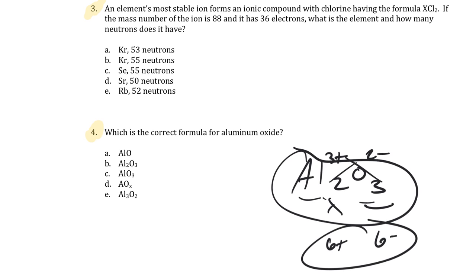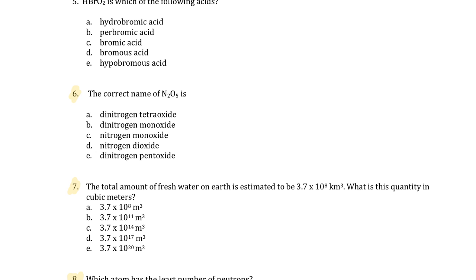And the only difference, though, might be the transition metals. You can have different charges. So we use the Roman numeral system to indicate charge. So we don't have to have anything memorized for the transition metals.